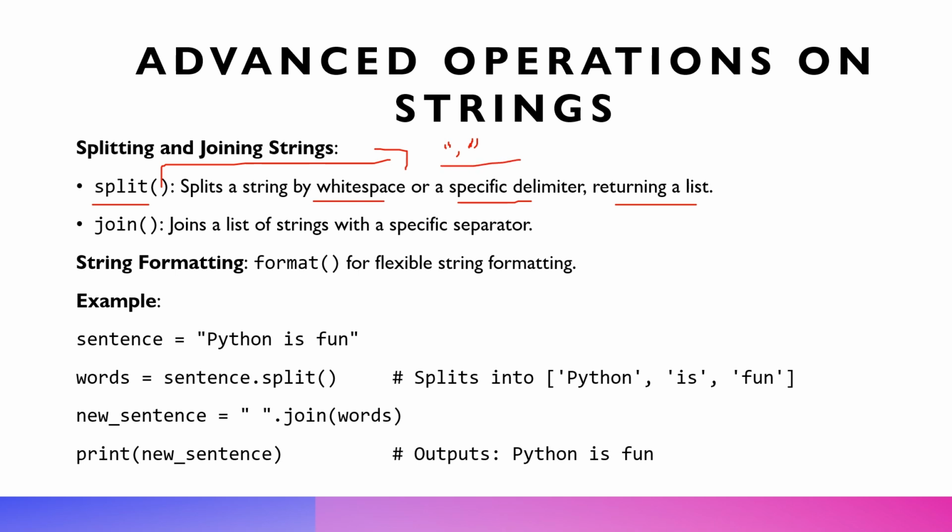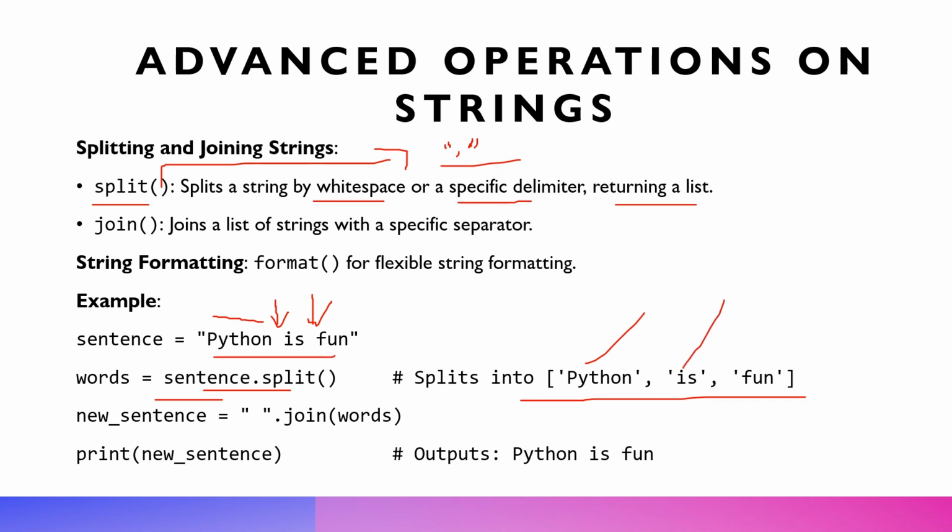As you can see in this example, sentence is assigned as "Python is fun". In the next line, words is assigned with the sentence.split method, which converts the string in the sentence into a list of substrings. By executing this code, we get the output like this. Here, as we have given no delimiter, it will take white spaces as default. So wherever white space is present in the string, it will convert them into substrings inside a list. As you can see here, spaces are present, so it will convert each of them into a substring.